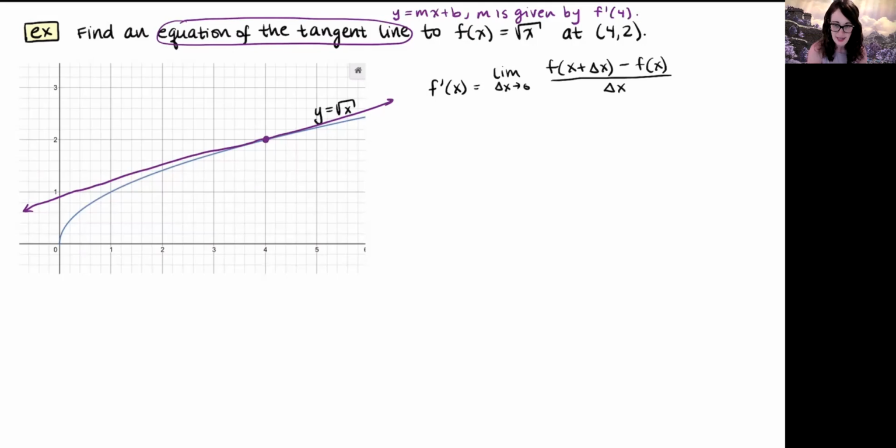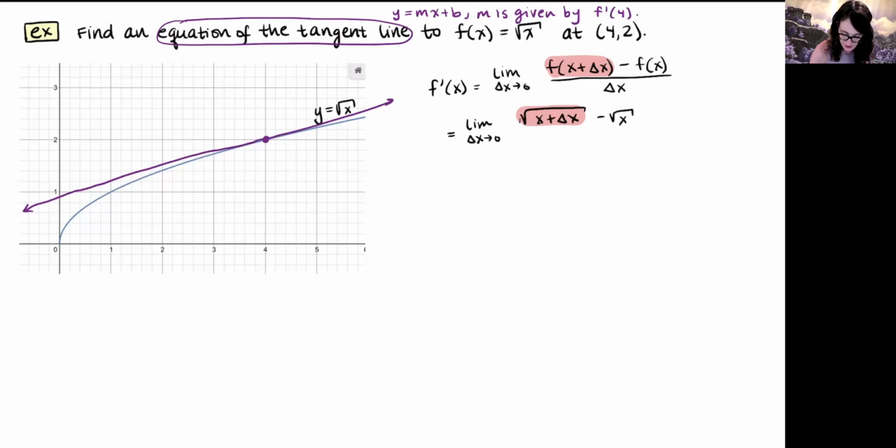Now f of x plus delta x, okay, what do we get when we just plug in x plus delta x into the function? Well, that'll just be the square root of x plus delta x, all underneath the radical. Okay, again, so f of x plus delta x is just the square root of the entirety of x plus delta x. Then f of x, that's just the square root of x.